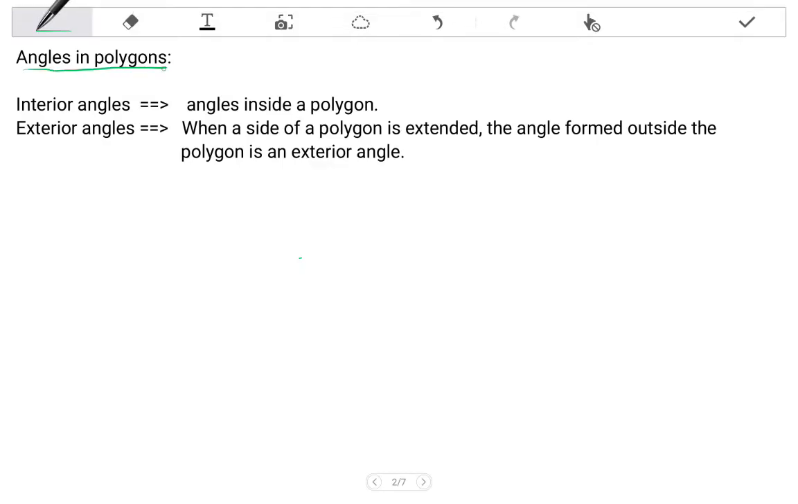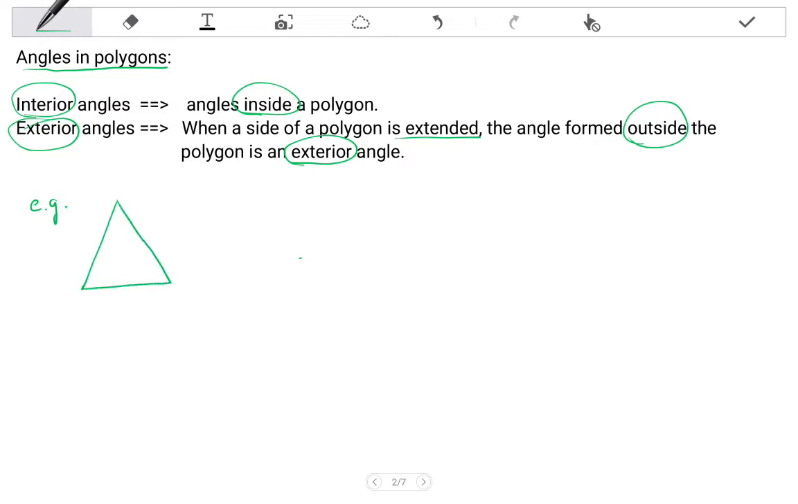Angles in polygons. We have interior angles and exterior angles. The angles inside a polygon are called interior angles. When the side of a polygon is extended, the angle formed outside the polygon is an exterior angle. Let's describe this with a simple shape. For example, let's draw a triangle.